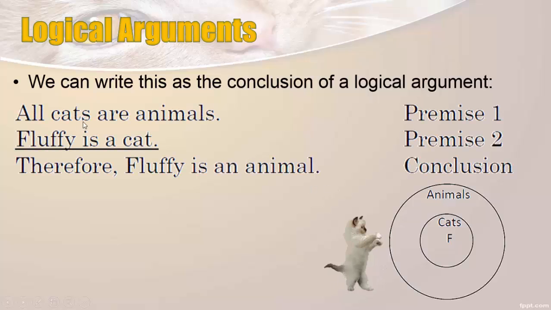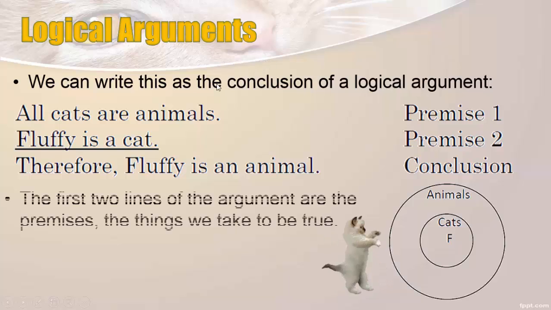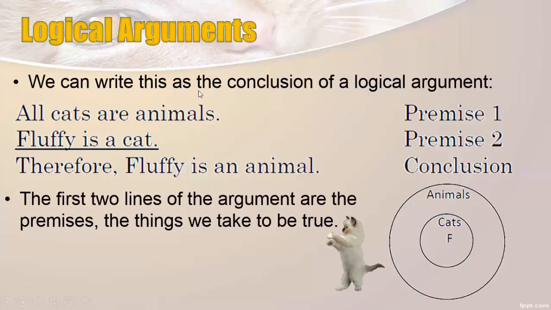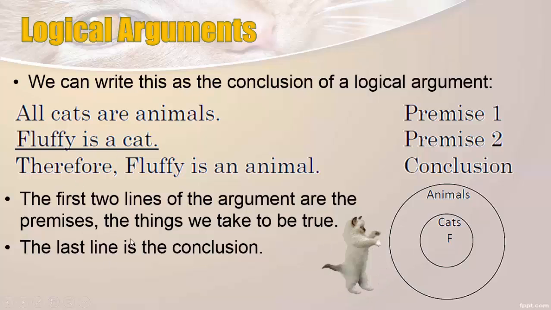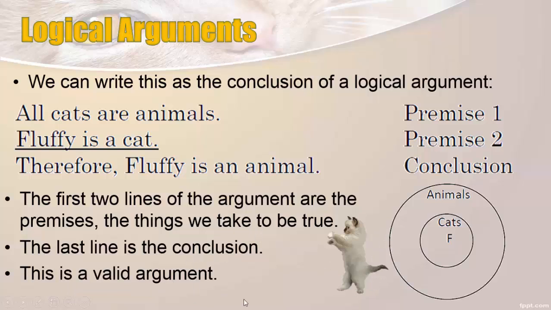So let's see. We have all cats are animals and Fluffy is a cat. The first one, all cats are animals, we call premise 1. And Fluffy is a cat, we call premise 2. The first two lines of the argument, these premises, are things that we take to be true. The last line here is the conclusion, and as you see, it's not part of the diagram. We just use the diagram to analyze and find a conclusion. We call this particular type of argument valid because it turns out that Fluffy the cat is only in one place.